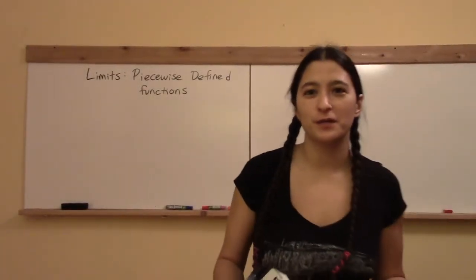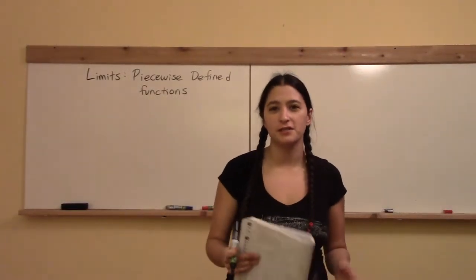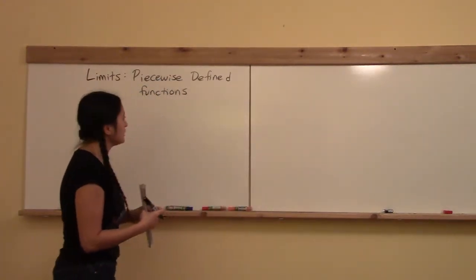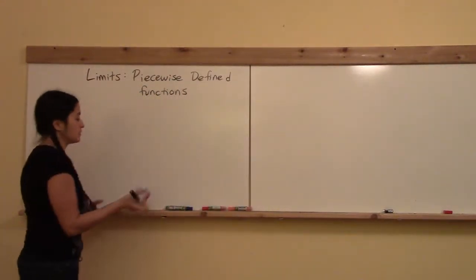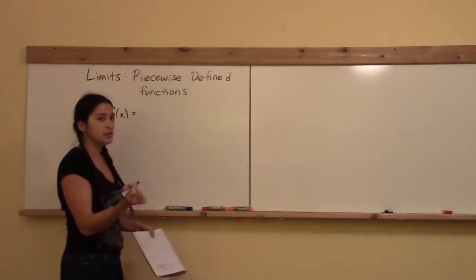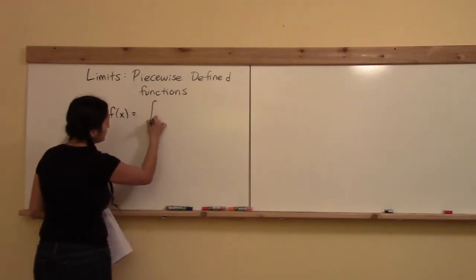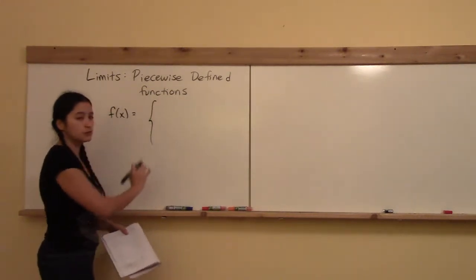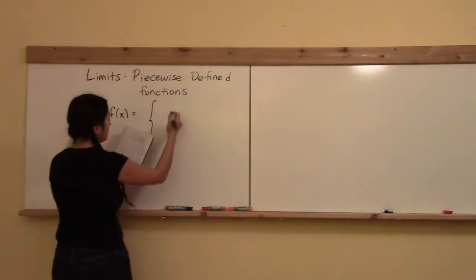In this lecture, we're going to talk about the limits of piecewise defined functions. Hopefully you remember what a piecewise defined function is. We've seen some in the previous lectures, and here's a great example of one right here. You're going to recognize a piecewise defined function by this opening curly bracket right here, and by the fact that there are multiple pieces which define the function.